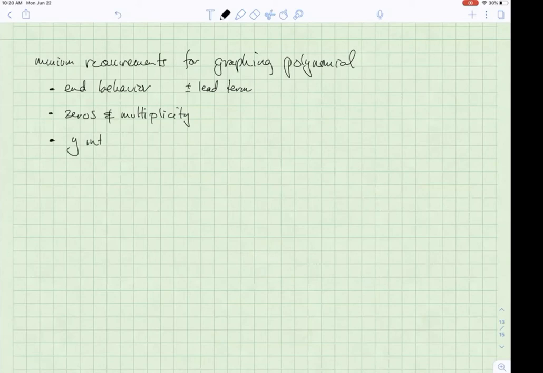So let's see. Do I have any more good examples? Let me find one out of the book. We'll take care of that, and then we'll have another break. I guess this is example 5. Graph f of x equals x cubed times x plus 2 squared. This is number 15 in your homework.